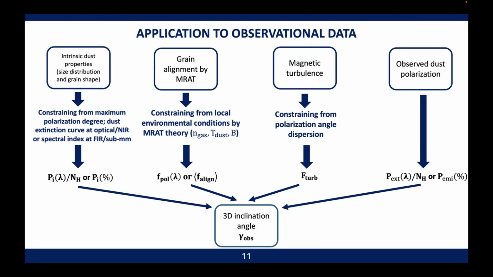And if we have all our ingredients together and combine that with the observed dust polarization, maybe it's the dust polarization degree in the thermal dust polarization or the starlight polarization efficiency, so now we can use that in order to trace the 3D inclination angle.